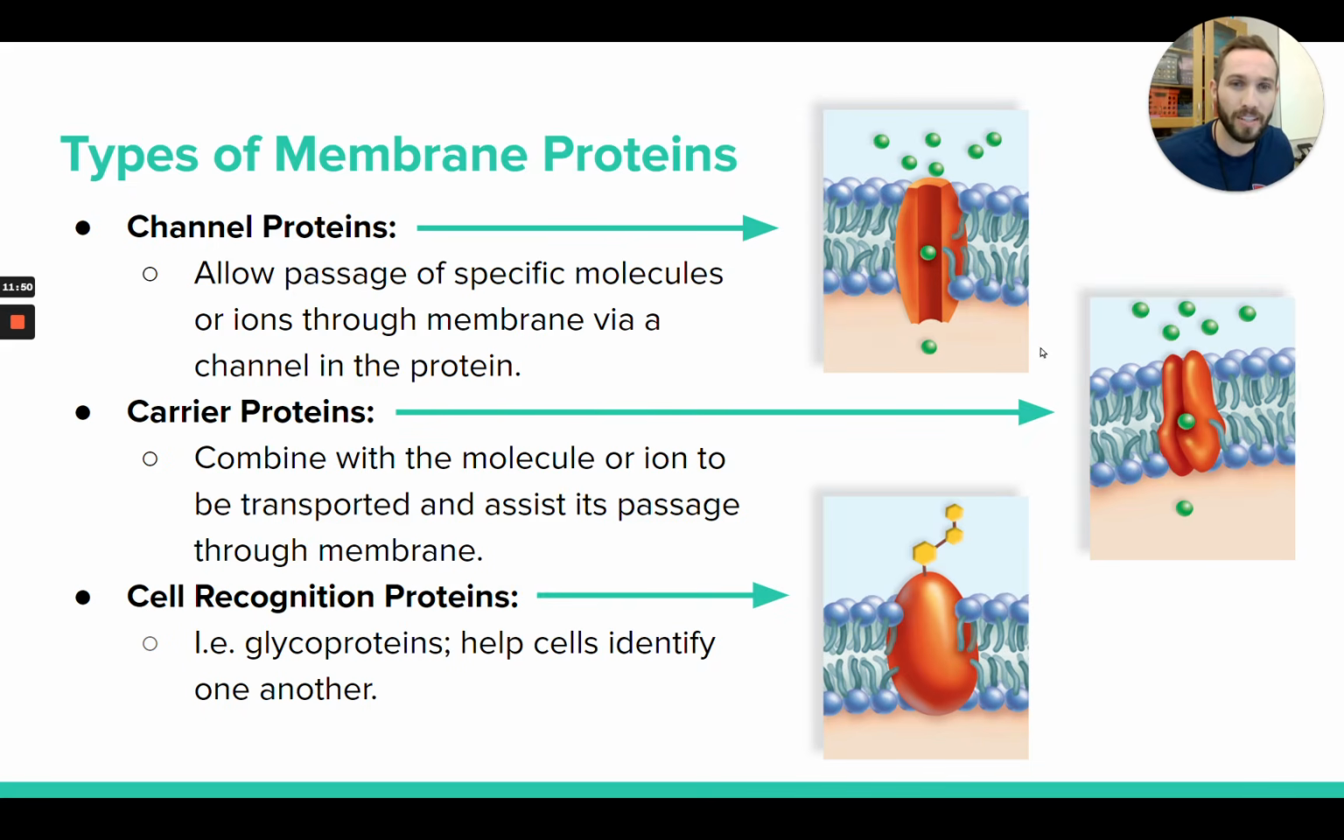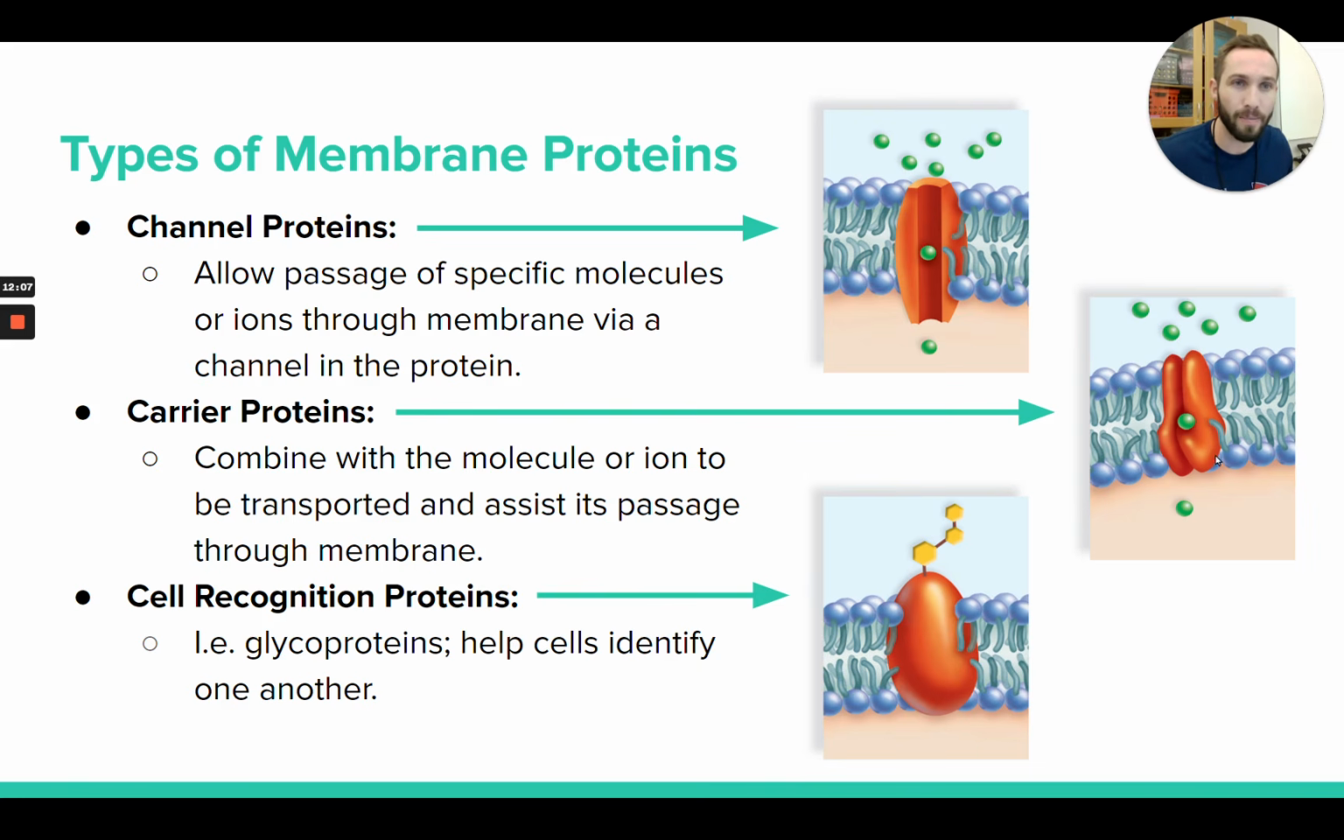There are channel proteins and carrier proteins. These are called transport proteins in general. They're moving material in and out of the cell. A channel protein has an open channel, hence the name, that specific ions or specific molecules can flow in and out of the cell through.